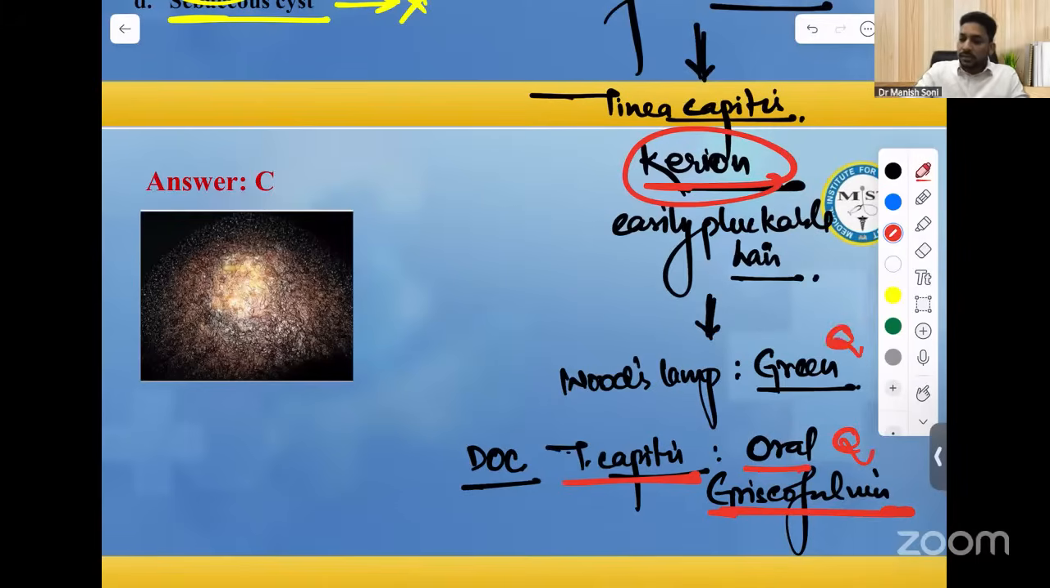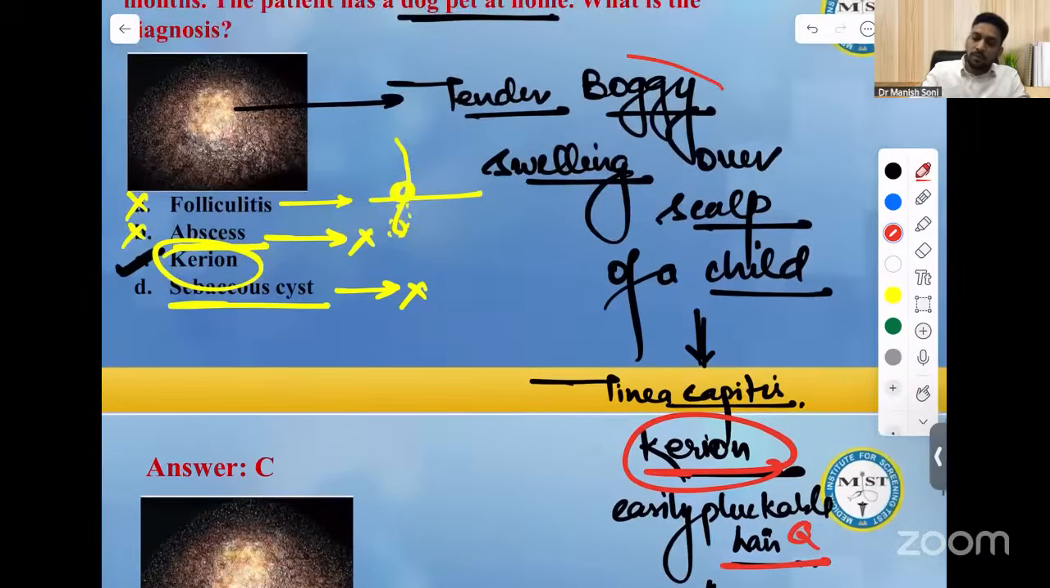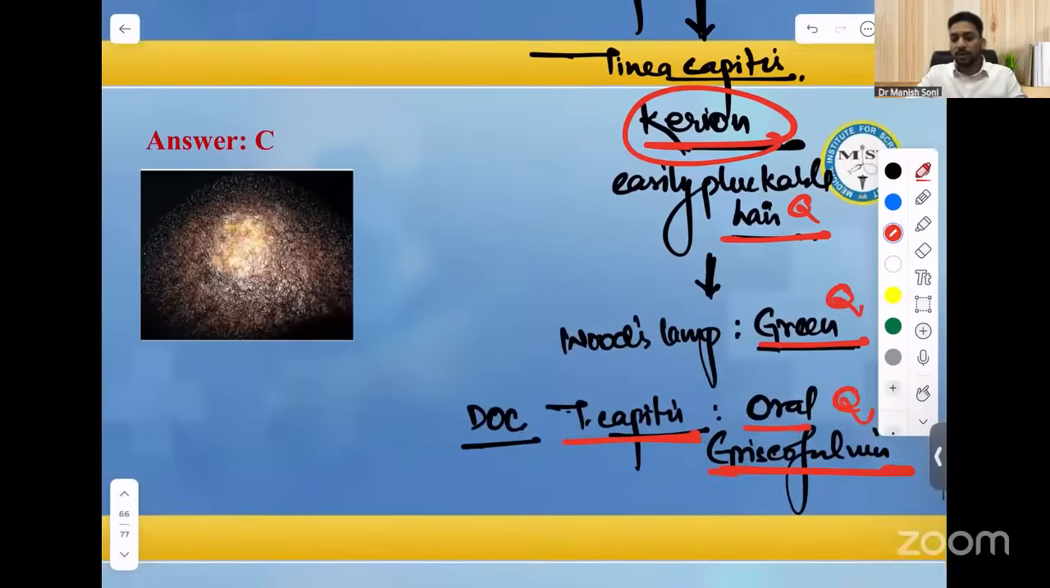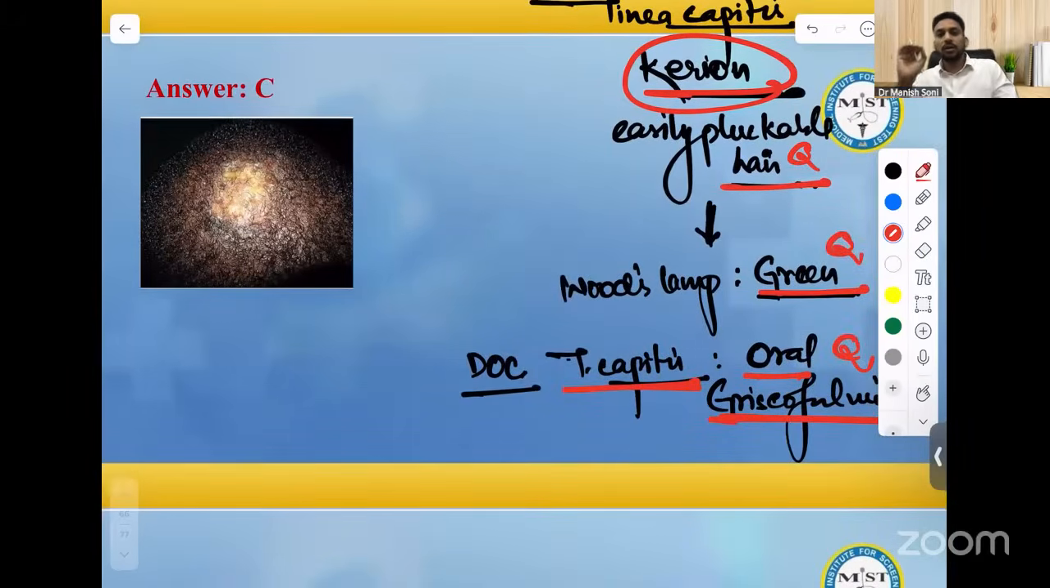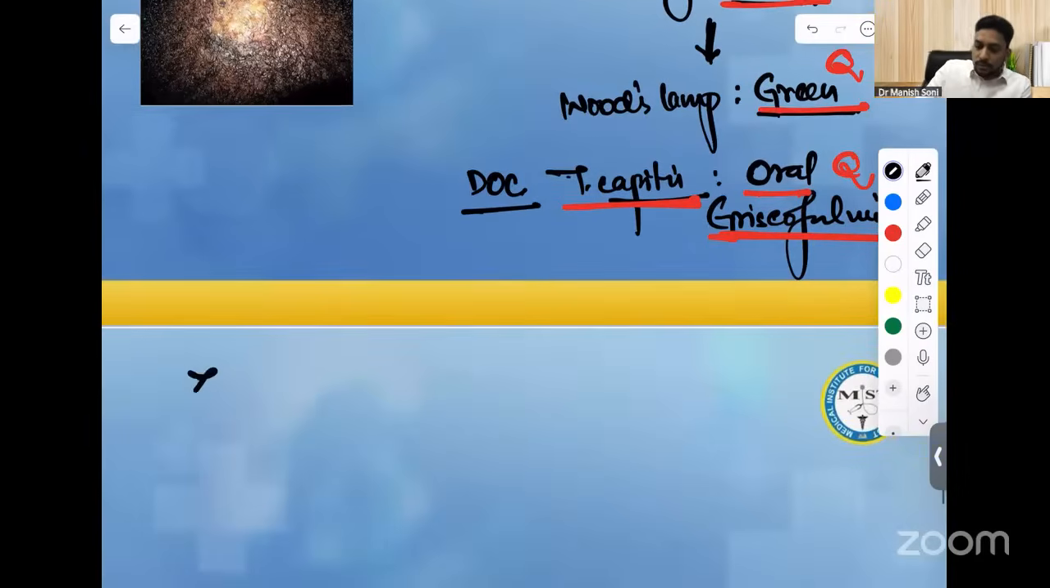Green fluorescence is seen. Easily pluckable hair are seen. Tender boggy swelling is seen. In a child, all these are important clues pointing towards kerion or tinea capitis. Now remember that in microbiology, you must have read about dermatophytes which cause tinea infection, and these dermatophytes can be zoophilic, geophilic, or anthropophilic.